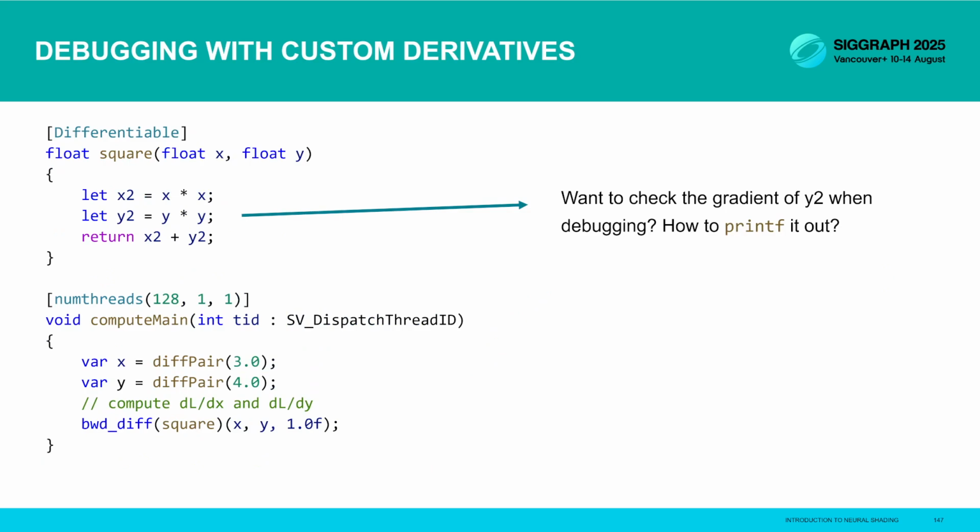Another use of the custom derivative is to help debugging the intermediate gradient values. Let's say we wrote the square function by computing the squares in separate steps. And now we want to figure out during a debugging session the gradients of L with regard to y2. But since the backward gradient propagation function is compiler generated, there is no way for us to modify that code to inject a printf. So what do we do?